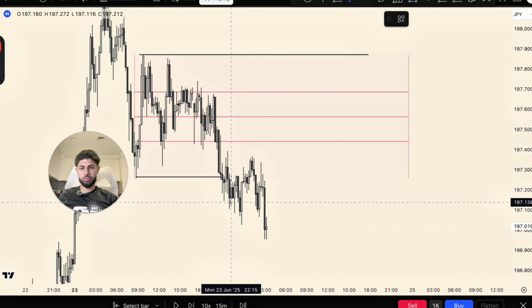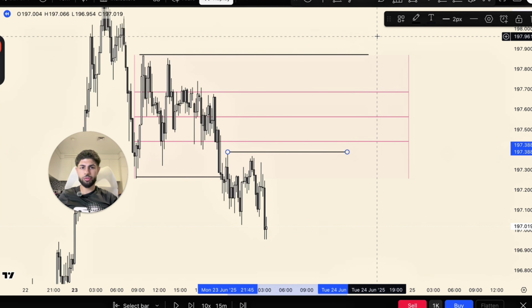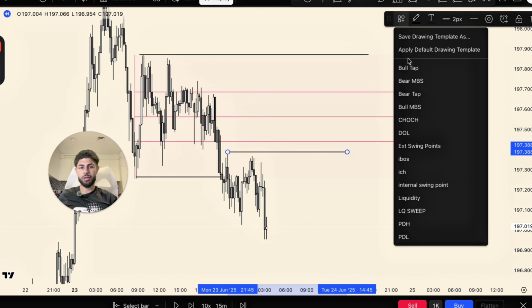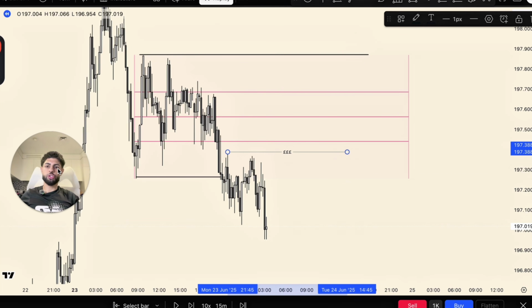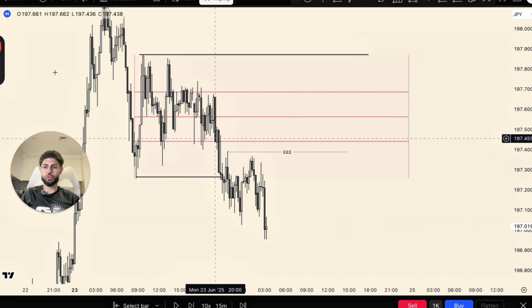a liquidity sweep. We left the zone, we tapped back in, we move lower. So this is my liquidity. So now when I'm looking for my area of supply within here, my POI, I know that it has to be above this liquidity. Anything below this liquidity is stupid, because if we're going to take this out, why would I look for shorts before we take this out?